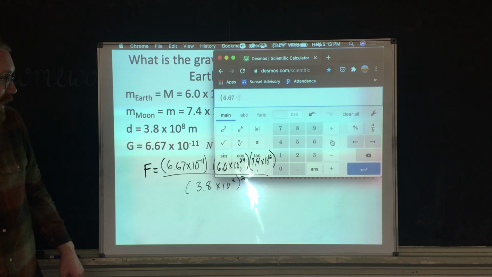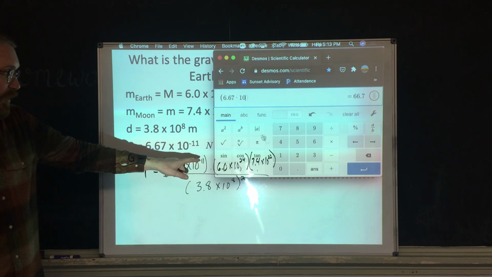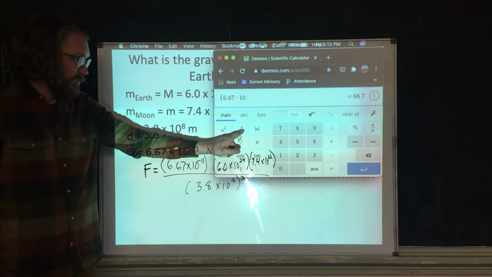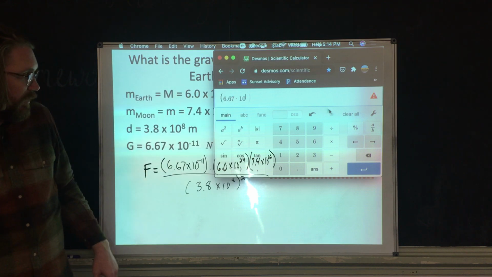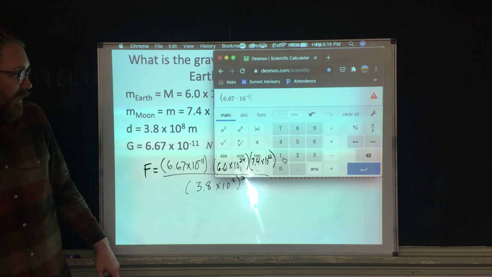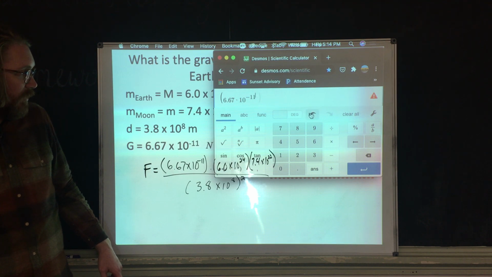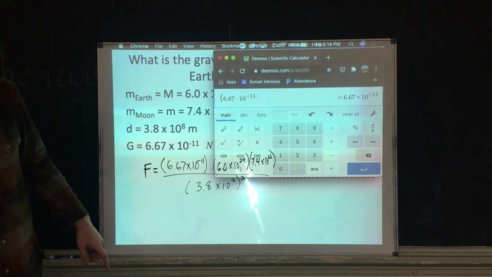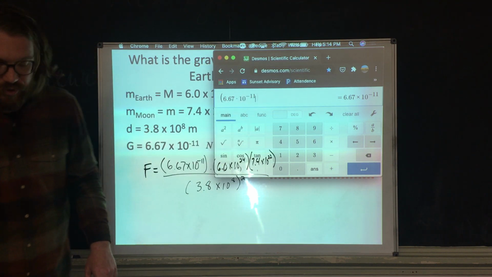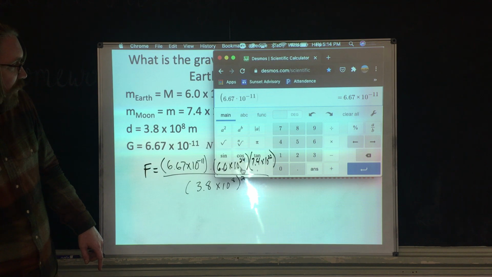So look, 6.67 times, here we go, 10 to the negative 11th. How do we do that? You go to A to the B. When you click this, you see how it jumps up there? Then you have to type negative 11. What you want to do here is actually just push the forward arrow, and it goes from the exponent down so you can close that parentheses, which is right underneath the cosine.